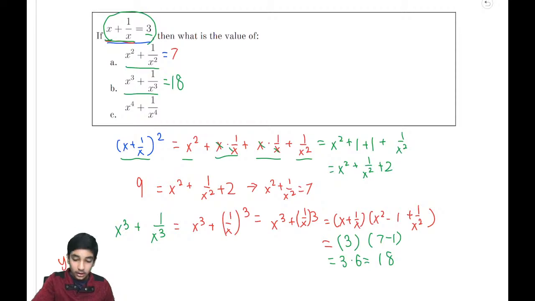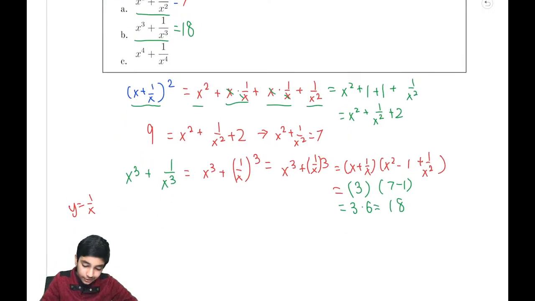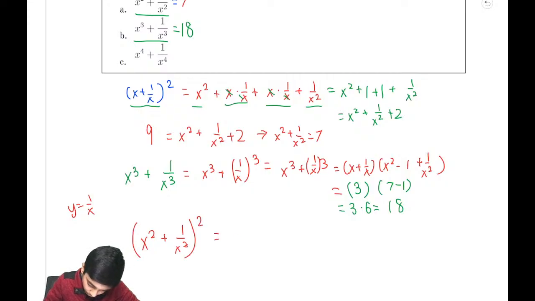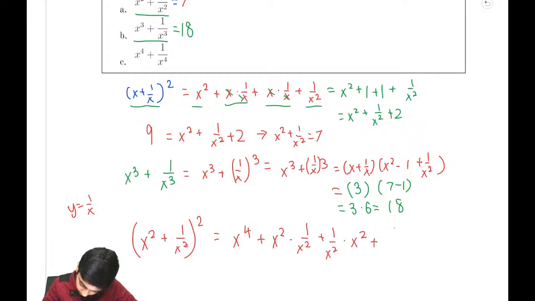Okay, so now let's look at x to the 4th plus 1 over x to the 4th. How can we find that out? Well, what we can do is you can just see that x squared plus 1 over x squared, squared, if we square this expression, we get x to the 4th plus x squared times 1 over x squared plus 1 over x squared times x squared plus 1 over x to the 4th. We're just expanding it out here.